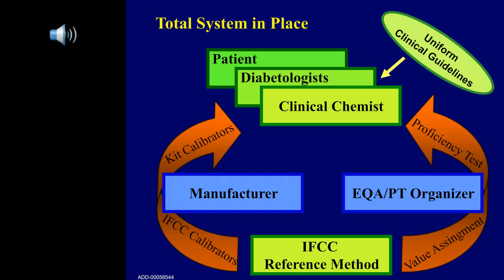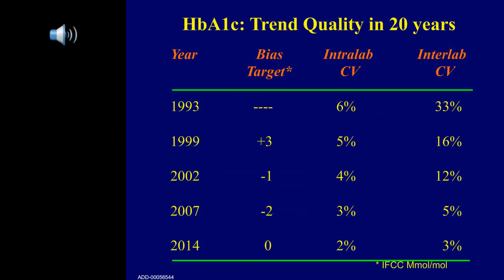Also, you participate in a proficiency test program or an external quality assessment program, and the samples you get from your EQA/PT organizers have target values assigned with the IFCC reference method. And when there is a perfect match, you will see you have a good score in your PT scheme, and then you can say, that is a perfect match. Then we have achieved what we want: uniform clinical guidelines, reliable results. Patients and diabetologists can rely on what we are doing in the laboratory.